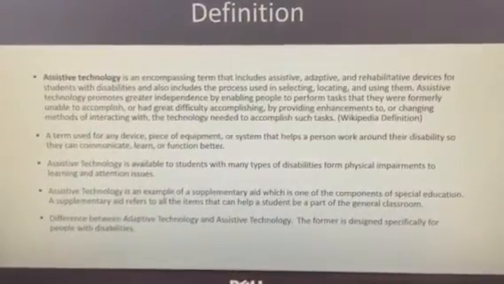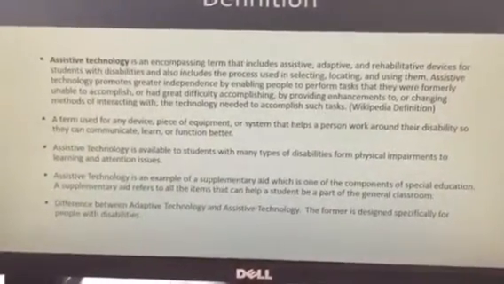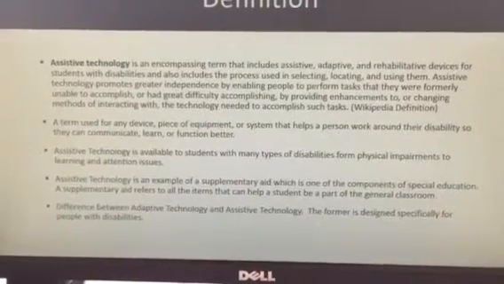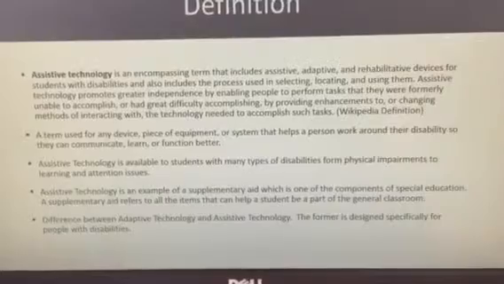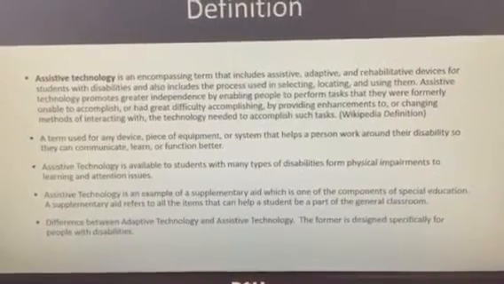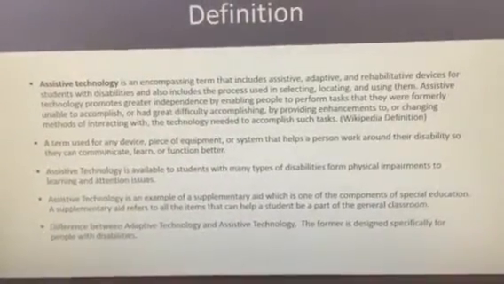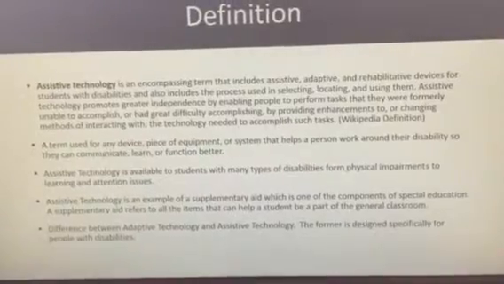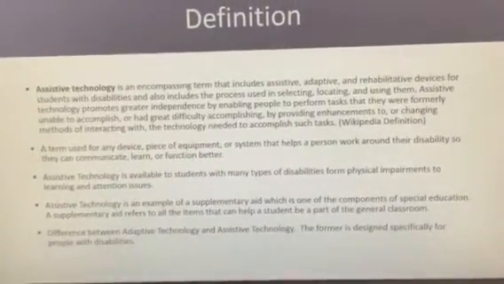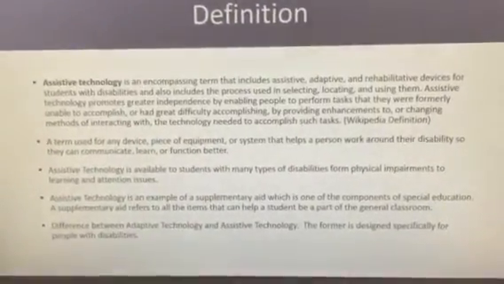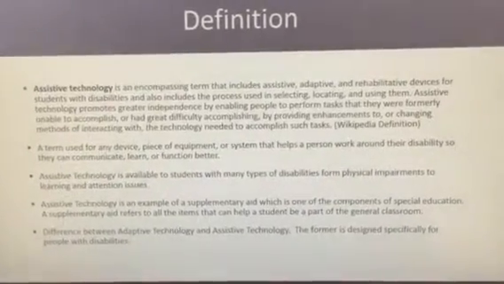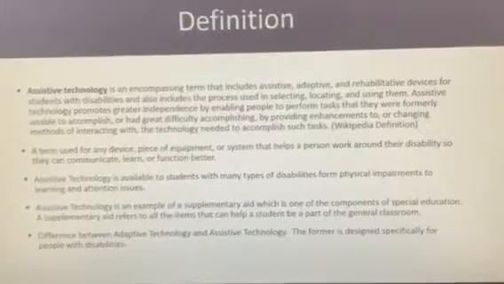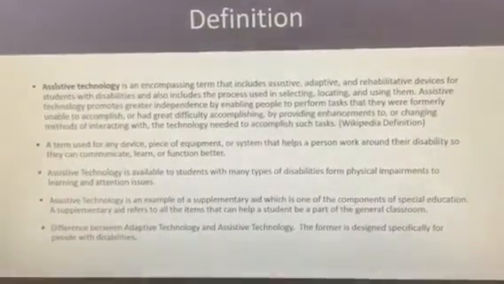So in layman's terms, it's pretty much anything that helps you do something that you couldn't have done otherwise, such as walk, communicate. One example that we see a lot is glasses. These help students read and just see the blackboard better. And it's available for students with many types of disabilities, from physical impairments to learning and attention issues.